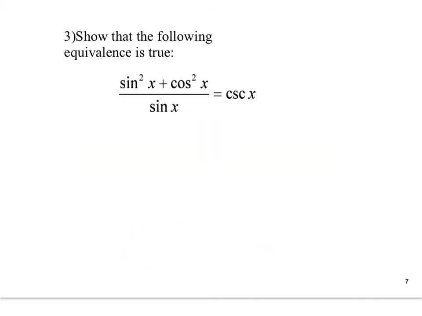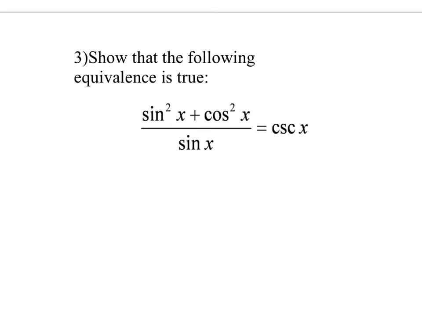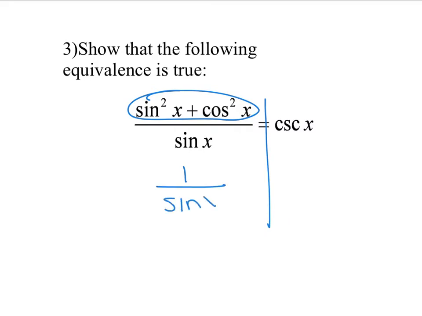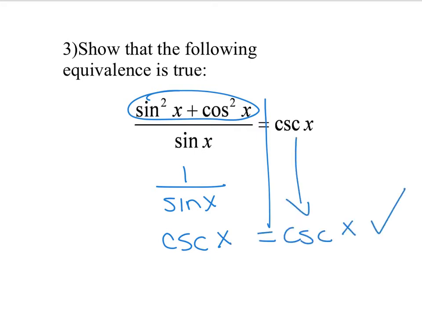Okay, so now we're looking at this one. This one looks pretty complicated. It looks pretty nasty, but as soon as you see a squared, these guys are all squared here. Think Pythagorean identities. How can I make sine squared plus cosine squared smaller? Well, I know that that is 1. So it's 1 over sine x, and 1 over sine x is cosecant x. Bring that down, make both sides equal to each other. We're good to go.